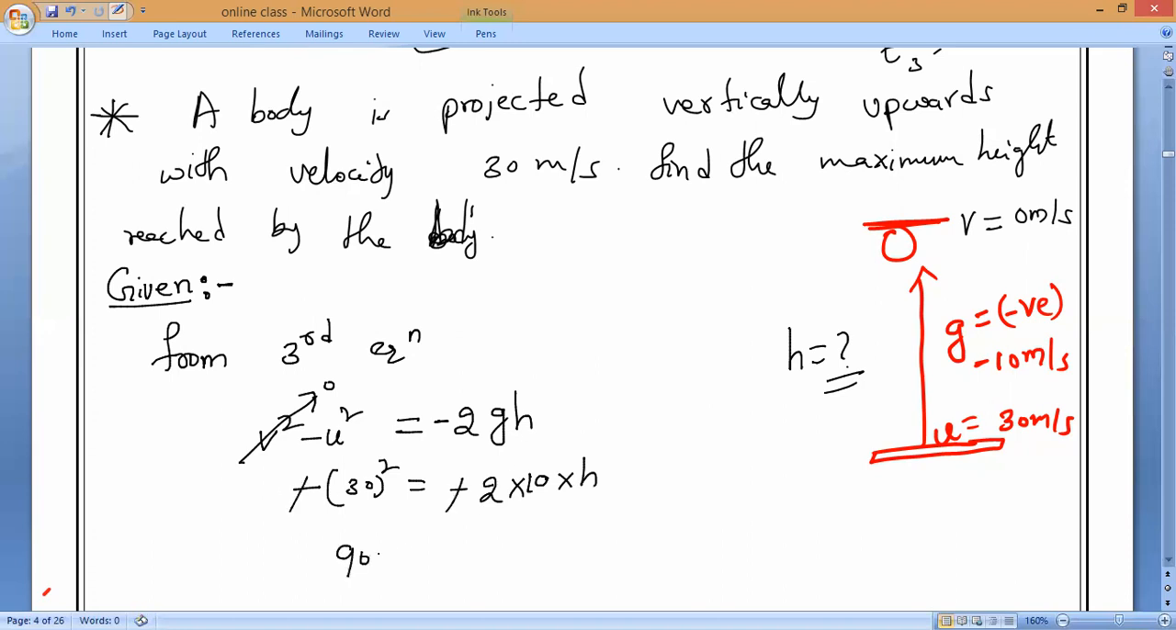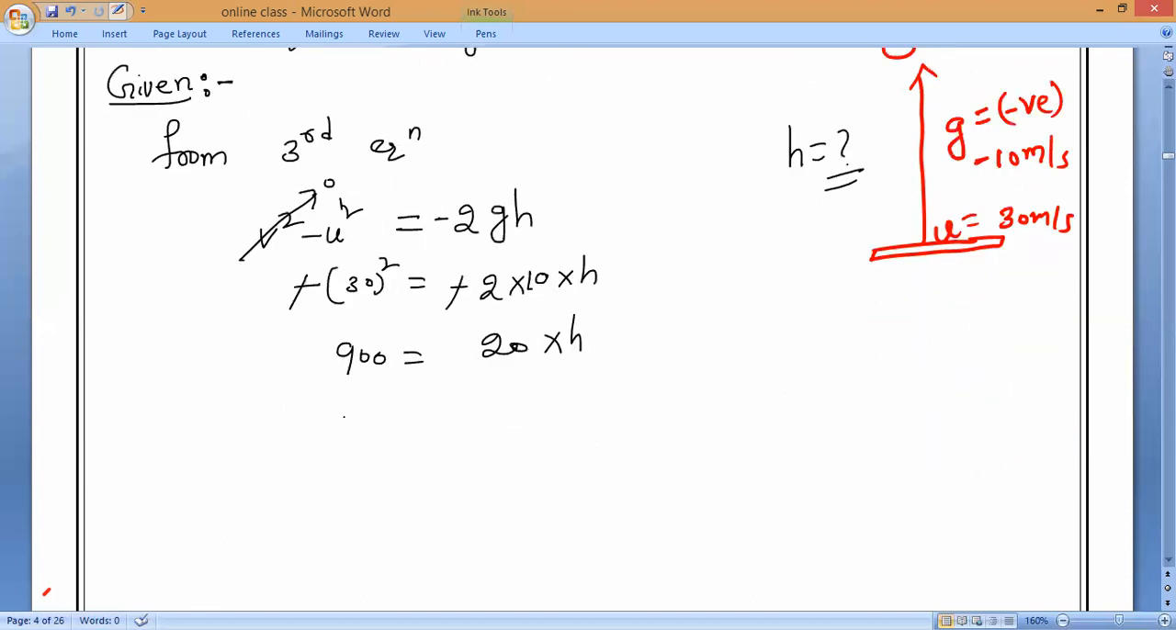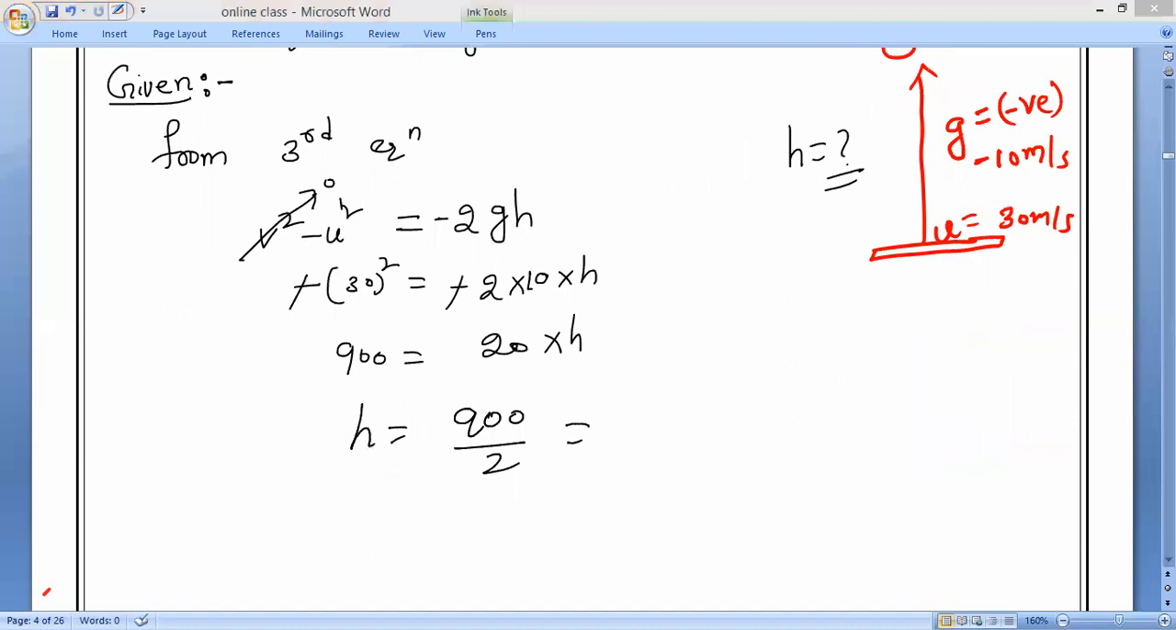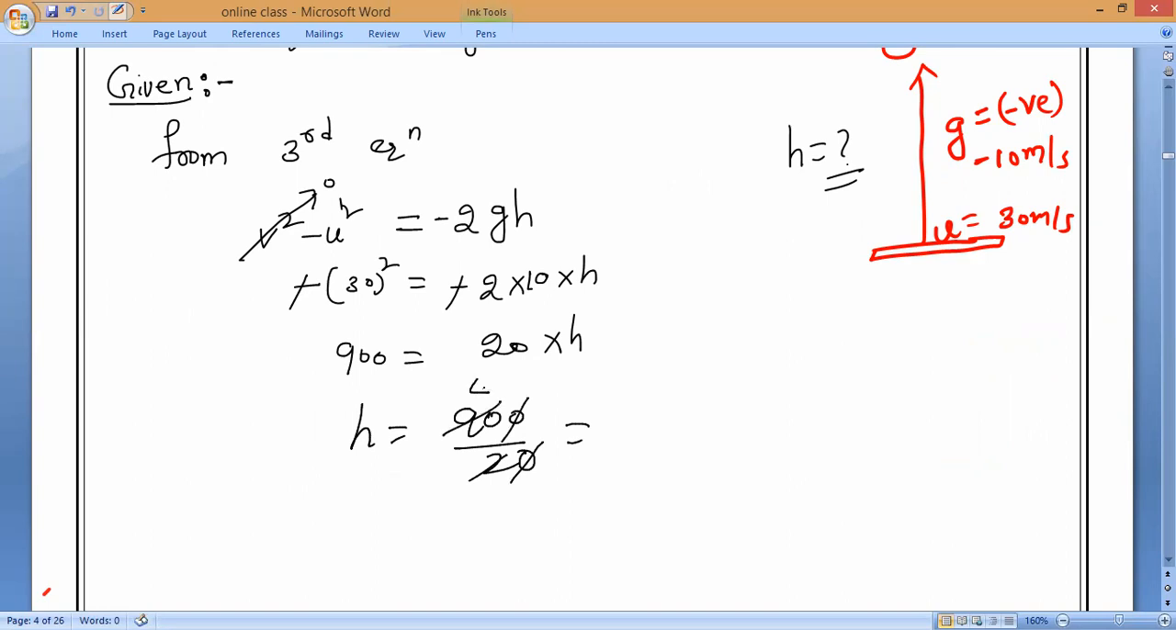30 square is 900, equal to 20 into H. So H is equal to 900 divided by 20. The 0 will get cancelled, so 90 divided by 2 gives 45. So H is 45 meters. Yes or no?